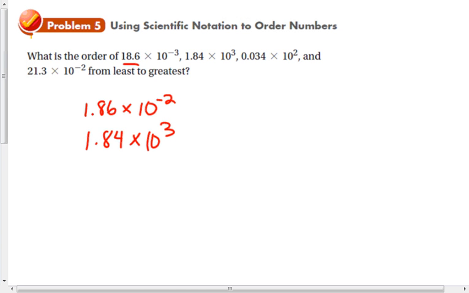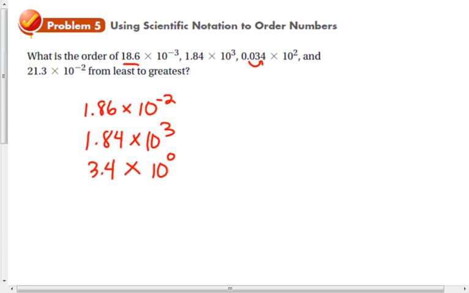The third number, we will have to write as 3.4 times 10 to some power. Now, to get that 3.4, I made that number bigger, and the way I do that is by multiplying by 10 two times. So to get it back to the original number, I need to take away 2 powers of 10. So 2 minus 2 is 10 to the 0 power on that one.